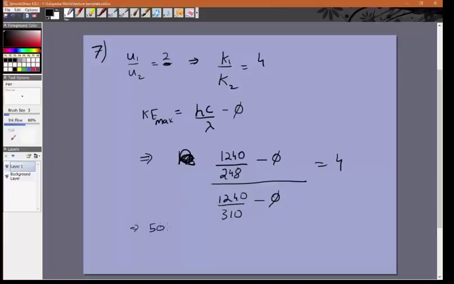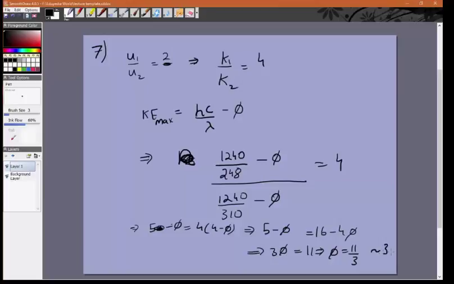So which means 5 minus phi is equal to 4 times 4 minus phi, which means 5 minus phi is equal to 16 minus 4 phi, which means 3 phi is equal to 11, or phi is equal to 11 by 3, which is approximately 3.7. So the answer to this question is 3.7 electron volt, or option A.